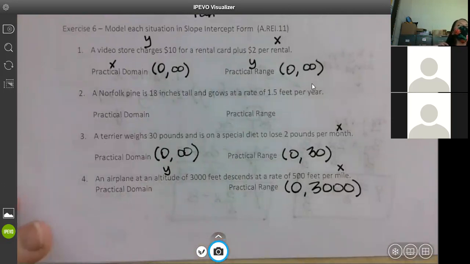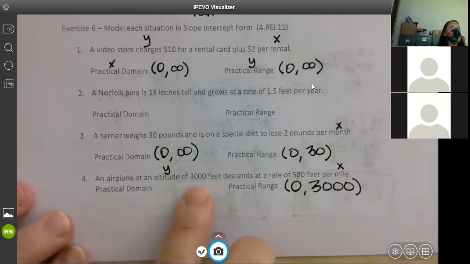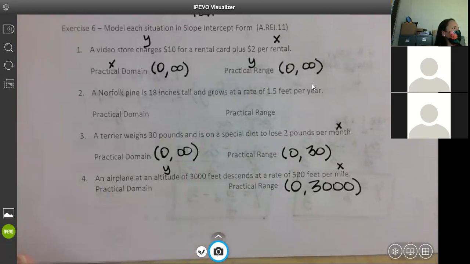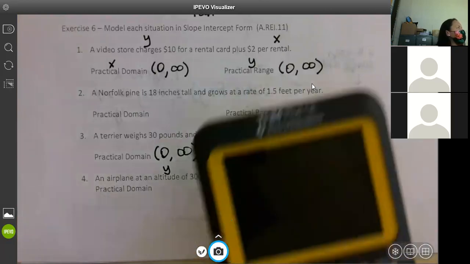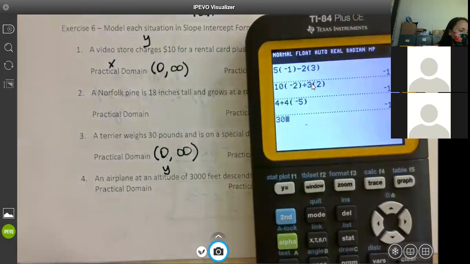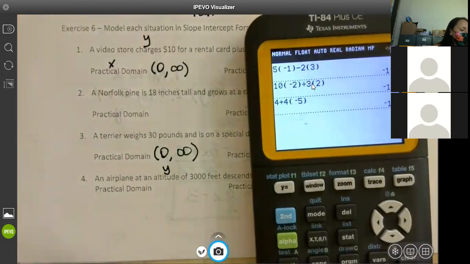All right, so let's look at our domain for a minute, and if we run out of time, don't worry, we'll come back. All right, practical domain. It says 500 feet per mile. How many 500s are in 3,000? How would I figure that out? 3,000 divided by 500. 6. Is everybody good? 6.